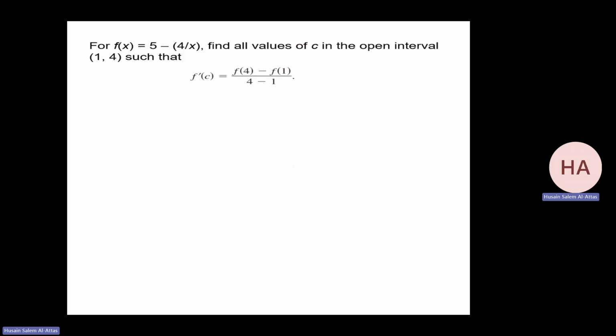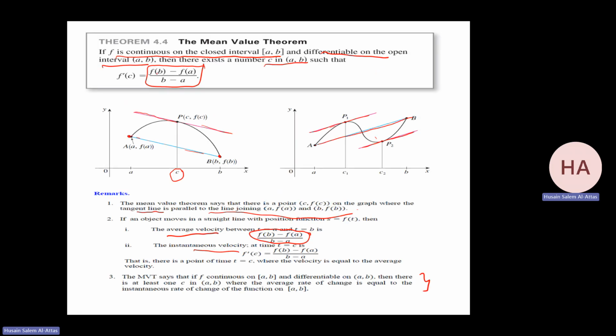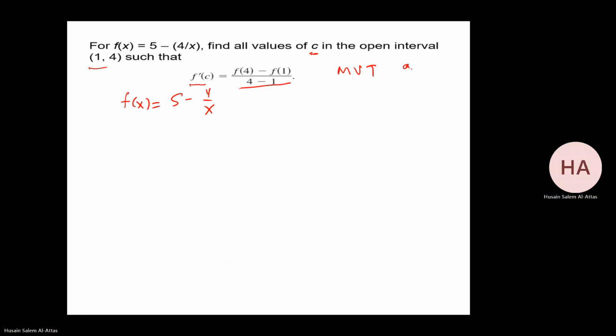Yeah, so I need to check this function. Let me do this function: f(x) = 5 minus 4 over x. It says, write all values of c in the open interval. This is the mean value theorem. So f prime of c equals this, which is the same thing, where a is equal to 1 and b equal to 4. And this is the f.